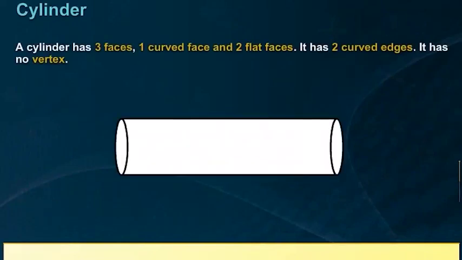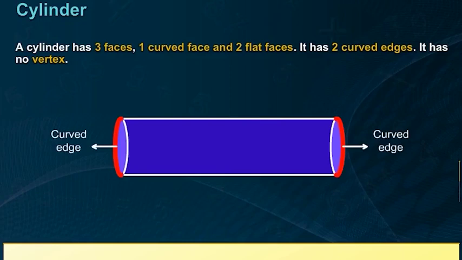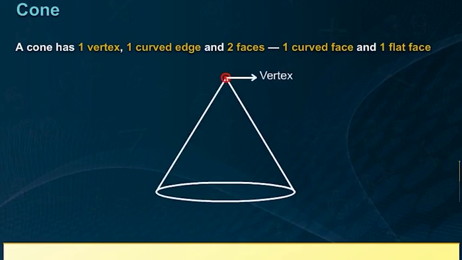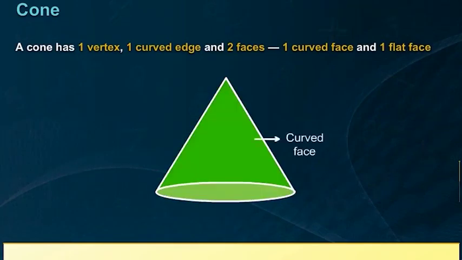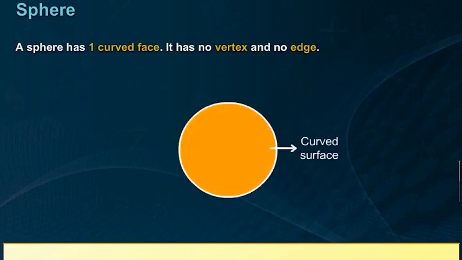Cylinder. A cylinder has 3 faces, 1 curved face and 2 flat faces. It has 2 curved edges. It has no vertex. Cone. A cone has 1 vertex, 1 curved edge and 2 faces, 1 curved face and 1 flat face. Sphere. A sphere has 1 curved face. It has no vertex and no edge.